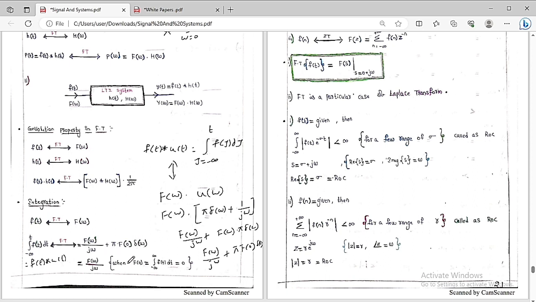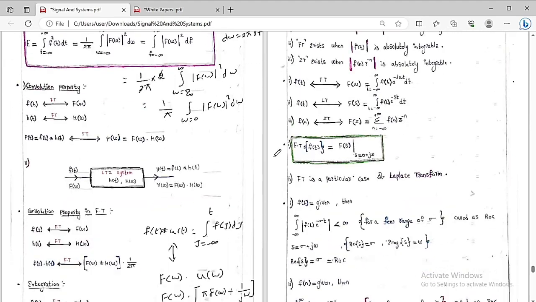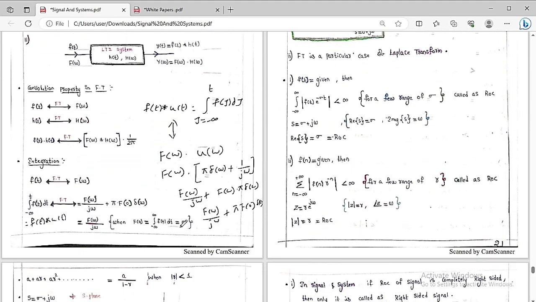Suppose, assume a special case. We have discussed that capital F of 0 is equal to the integration from t equal to minus infinity to infinity of f of t dt. If this value is equal to 0, then the second term will be ruled out, and only this part remains, which is F of omega by j omega.